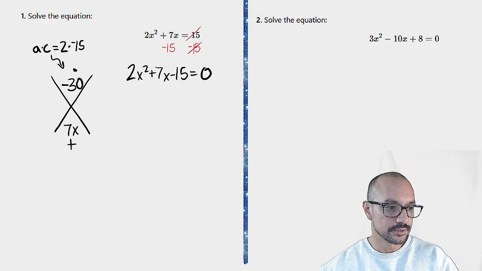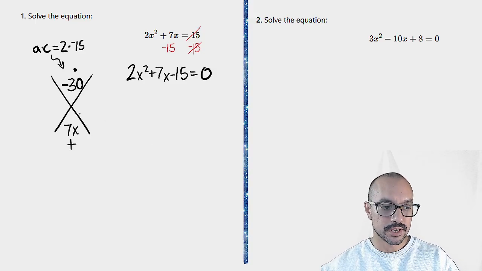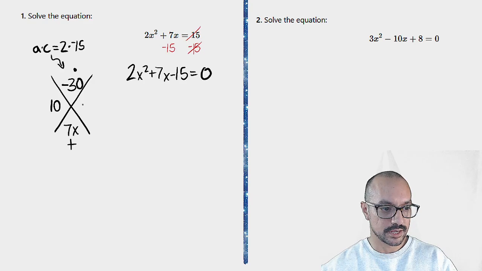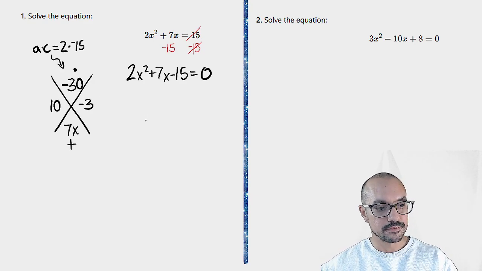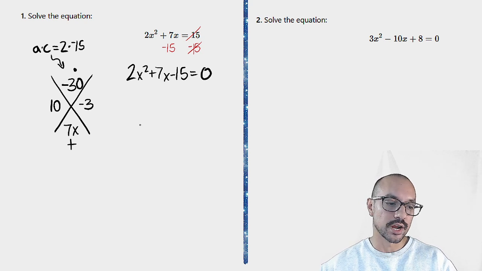So now I'm looking for two numbers that are going to add to 7 and multiply to negative 30. Two numbers that come to mind are 10 and negative 3. So 10 times negative 3 does give me negative 30. And 10 plus negative 3 does give me 7. So this is exactly what I wanted.